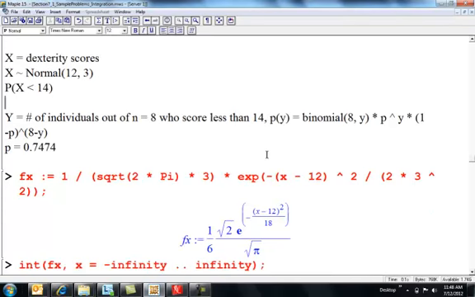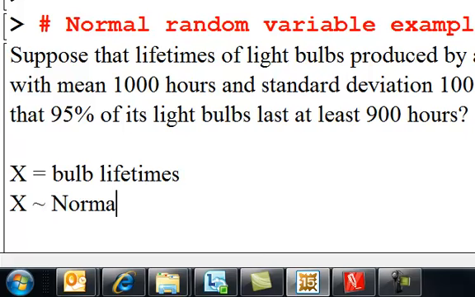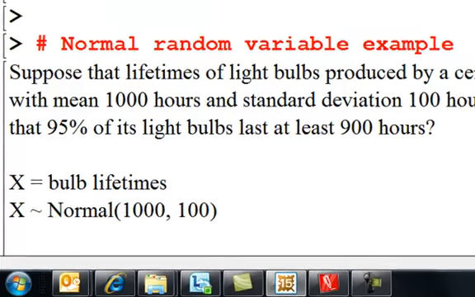One more, going a little bit backwards, just because I wanted you to see normals. Not only do we find areas, but if they give us a value and say 95% is greater than this value, can you work with it in different ways? Suppose lifetimes of bulbs are normally distributed. Let X equal bulb lifetimes. X's are normal with a mean of 1,000 hours and a standard deviation of 100 hours. Is this company correct when it says 95% of its bulbs last at least 900?